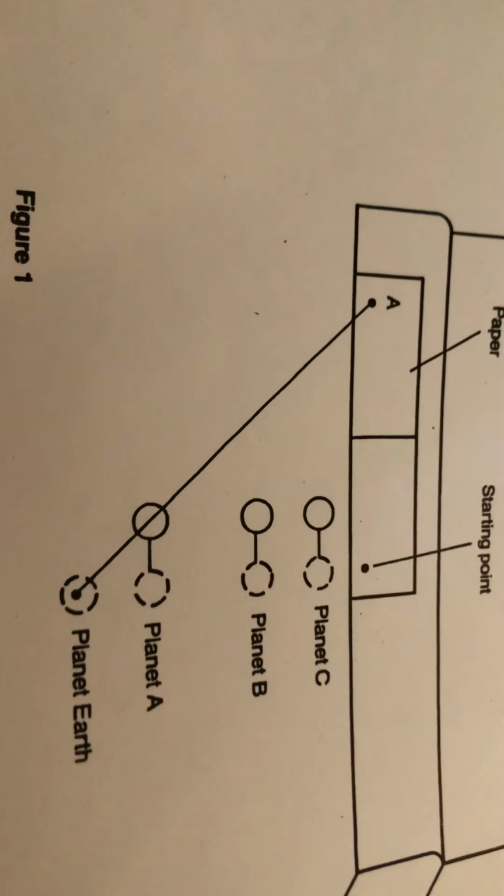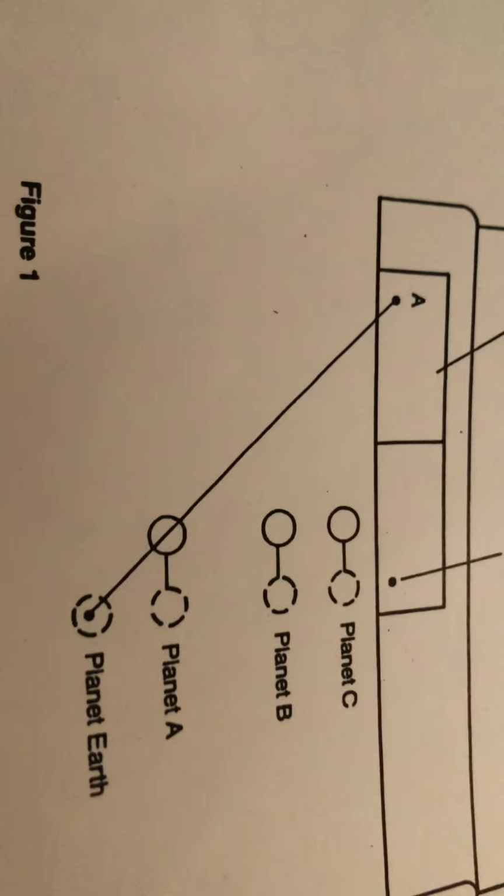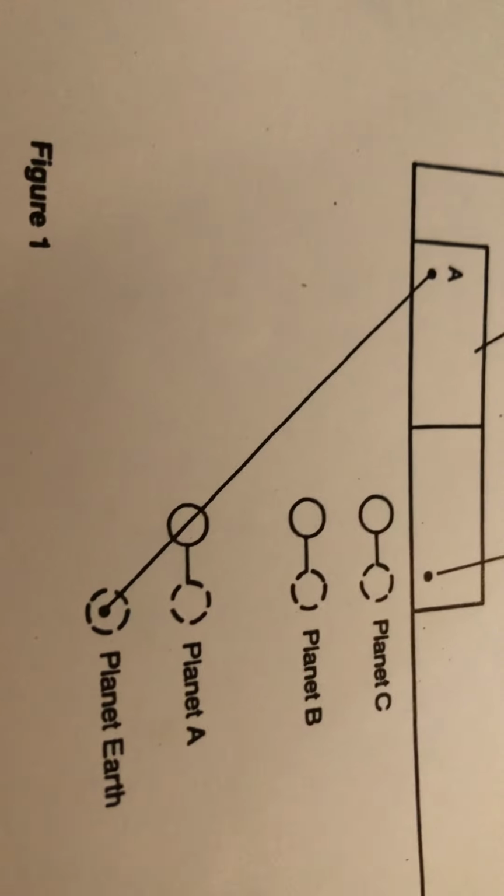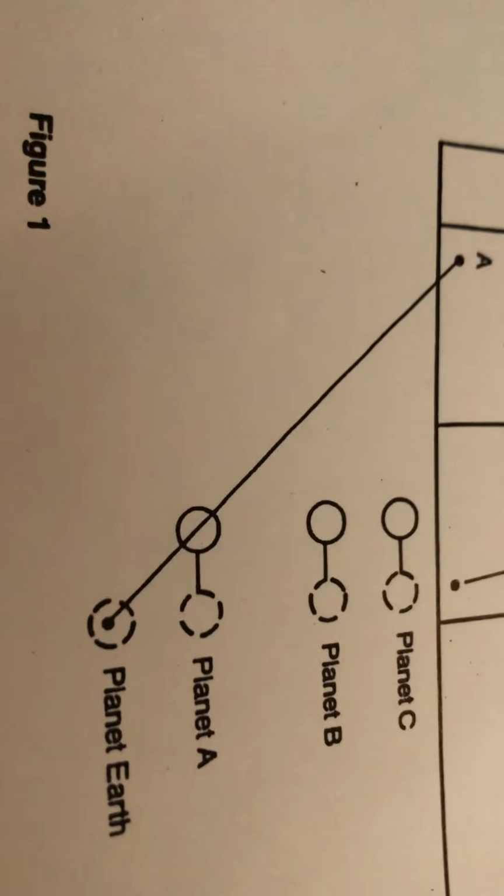Okay, we started out with them all lined up in a row. We moved planets A, B, and C over 10 centimeters, and they are still parallel to the wall. And that's how we have this set up.